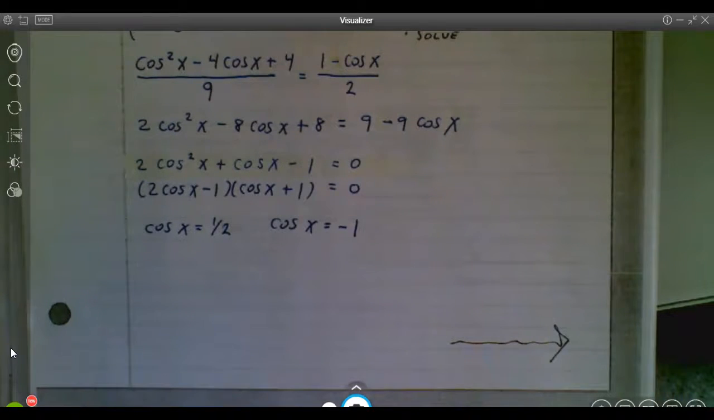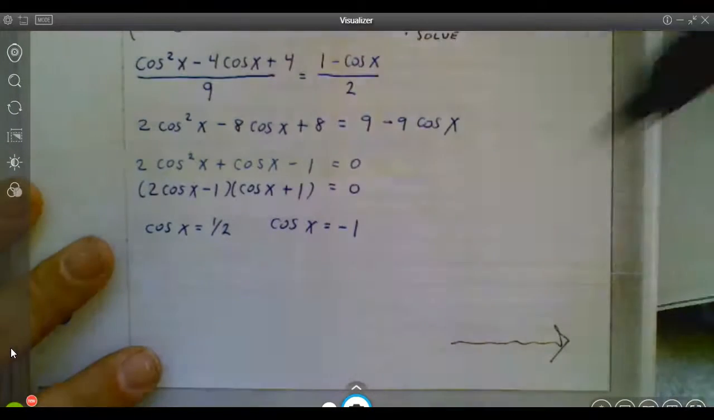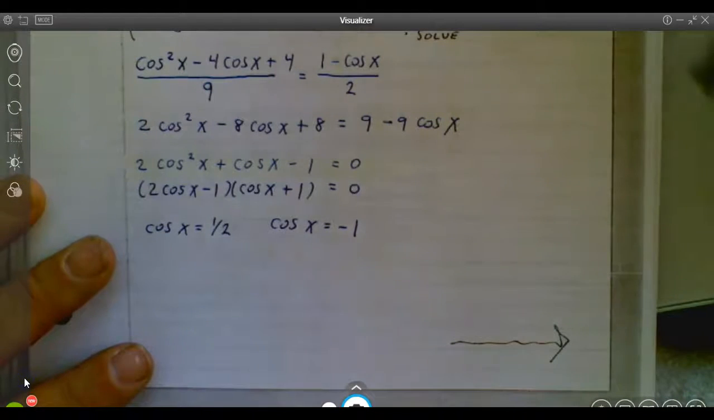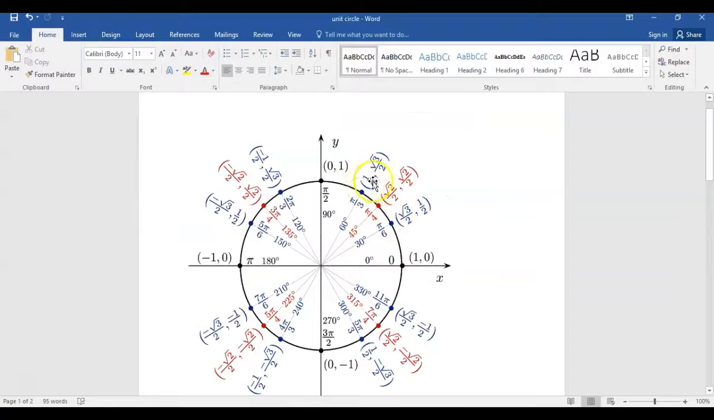So notice on this, what if we don't have a domain given to us and I have to find possible answers to this? So cosine of what angle is 1/2? We know from our unit circle that would be pi over 3 as well as 5 pi over 3. So let me just write those down. So we know it's pi over 3, we know it's 5 pi over 3.